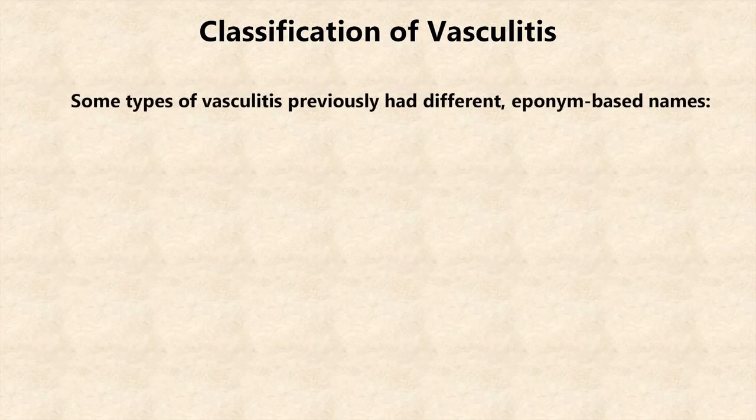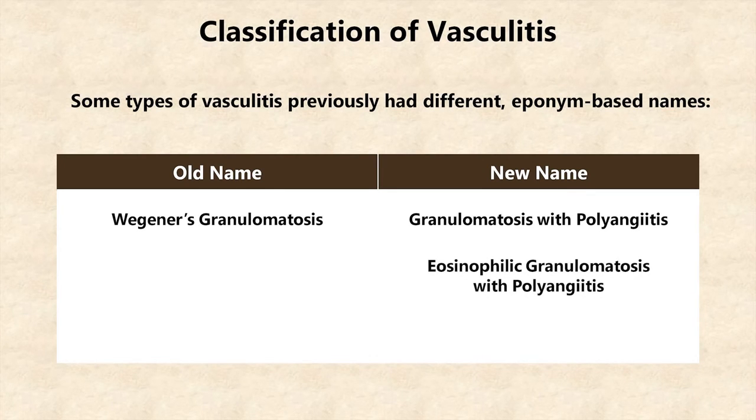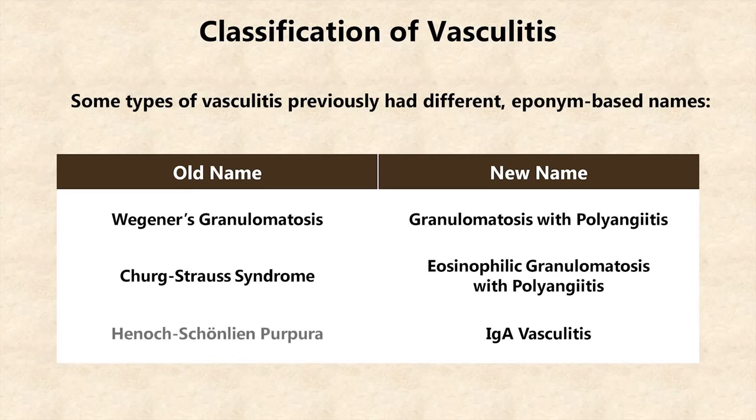A quick word about some of those names. Some types of vasculitis previously had different eponym-based names. For example, granulomatosis with polyangiitis was known as Wegener's granulomatosis until just a few years ago. Eosinophilic granulomatosis with polyangiitis was known as Churg-Strauss syndrome, and IgA vasculitis was known as Henoch-Schönlein purpura.